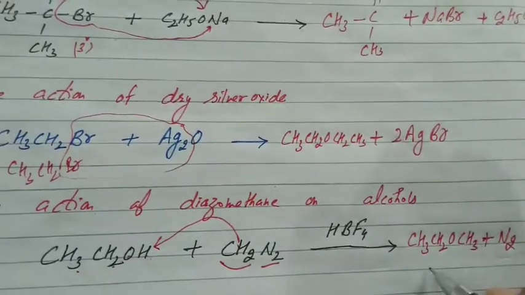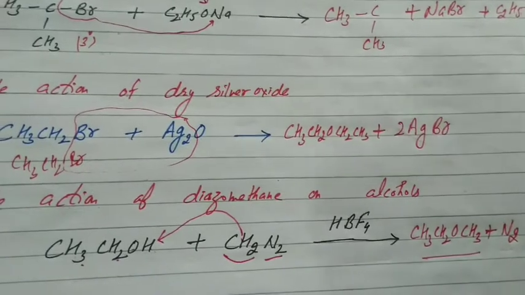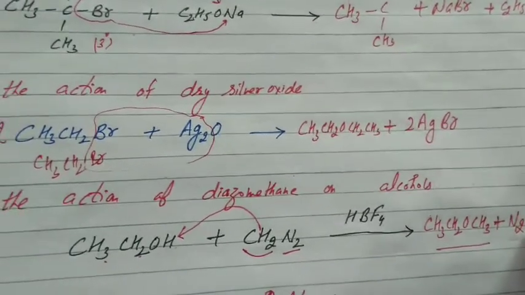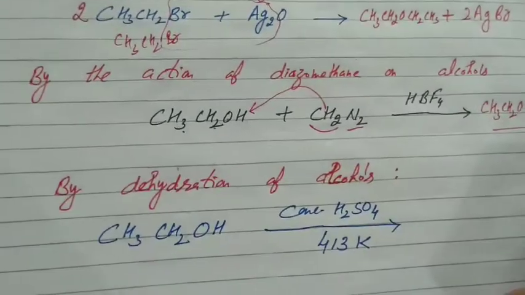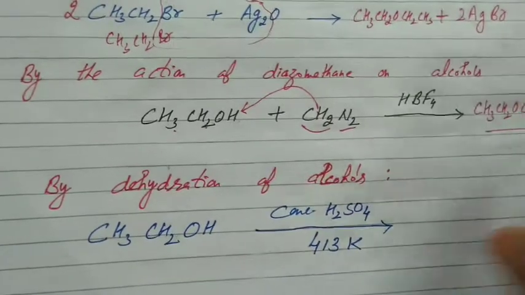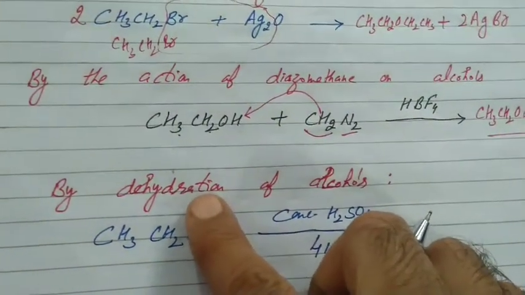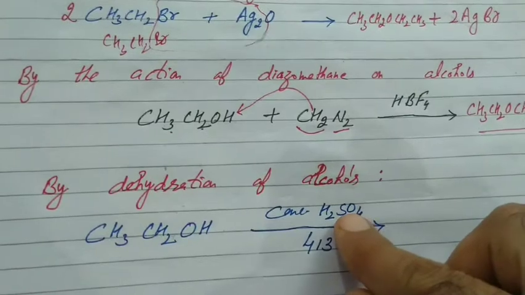CH3, it is mixed ether. These are the methods of preparation. Next, students, important: by dehydration of alcohols. Dehydration means loss of water. Definitely we use concentrated H2SO4.